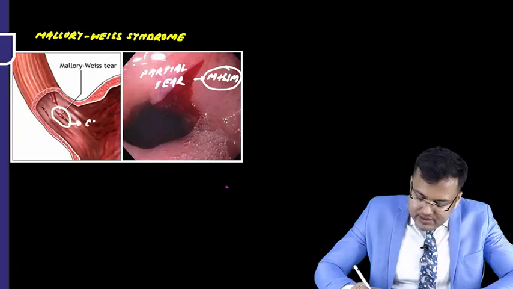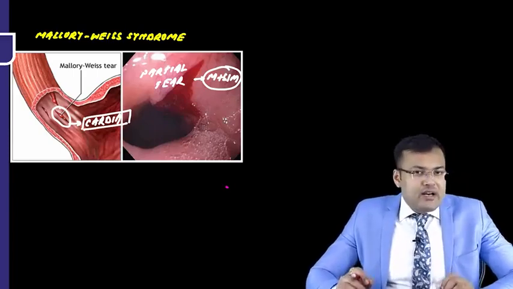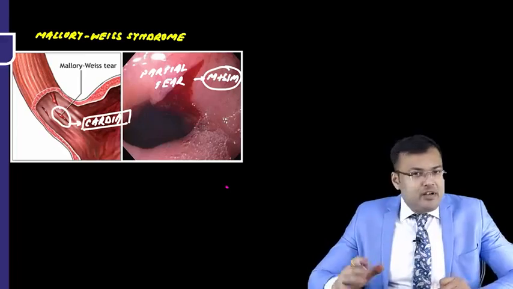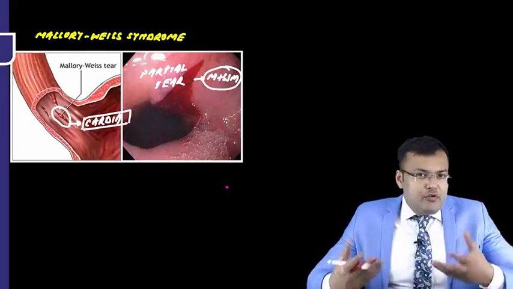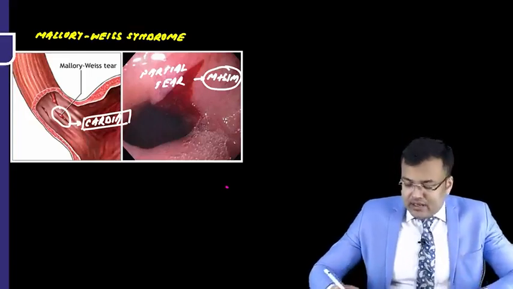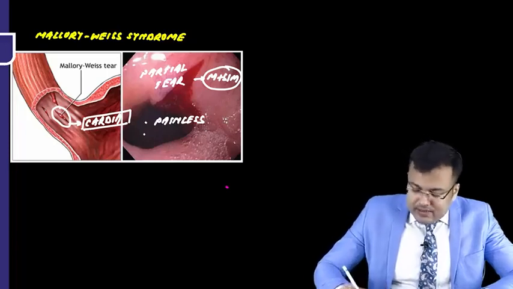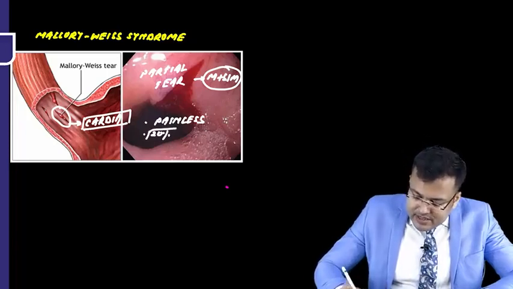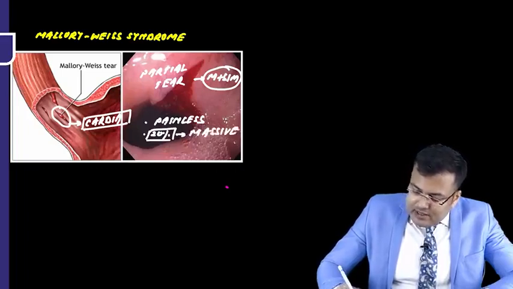And what is the most common site? Most common site is cardia. Means what is the location? It is located just below the GE junction. It is more common in alcoholic males and it occurs because of multiple vomitings, forceful vomiting, retching. What is the good thing? That this condition is painless. It is painless, and in majority of cases there is minor bleeding. But in 20% cases there is massive bleeding. Otherwise, in majority of cases there is minor bleeding.